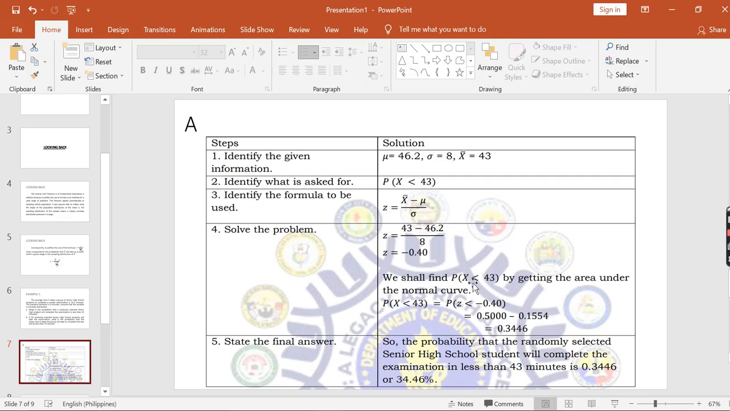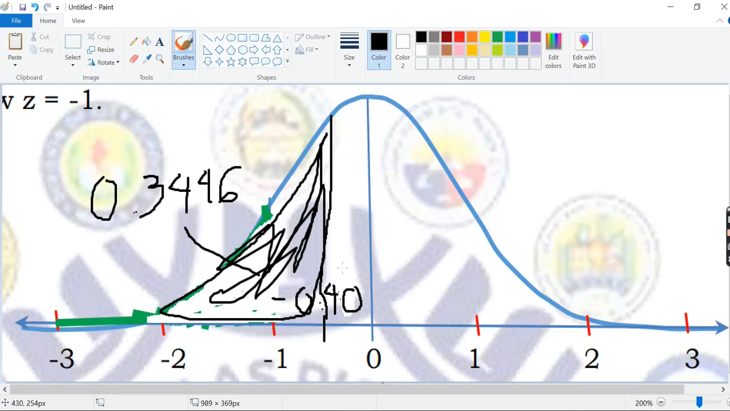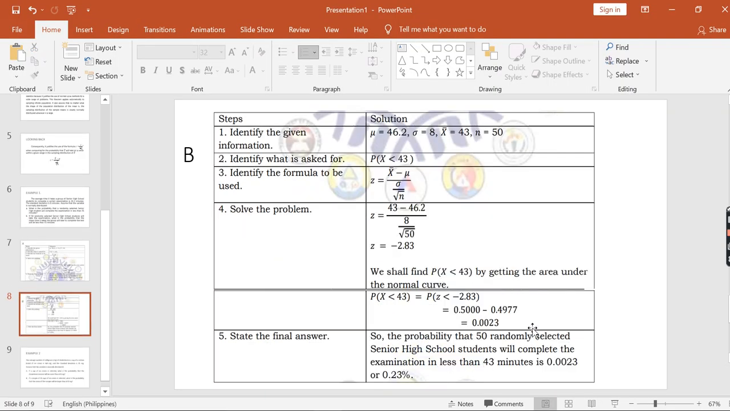Now, let's go back to the question. What are we looking for? Less than 43. The part on the left of 43. Therefore, this is the probability. So the probability that when you pick a senior high school student, they will finish the exam in less than 43 minutes is 34.46%. That's the chance that the student you pick will finish the exam in less than 43 minutes. Only 34%.